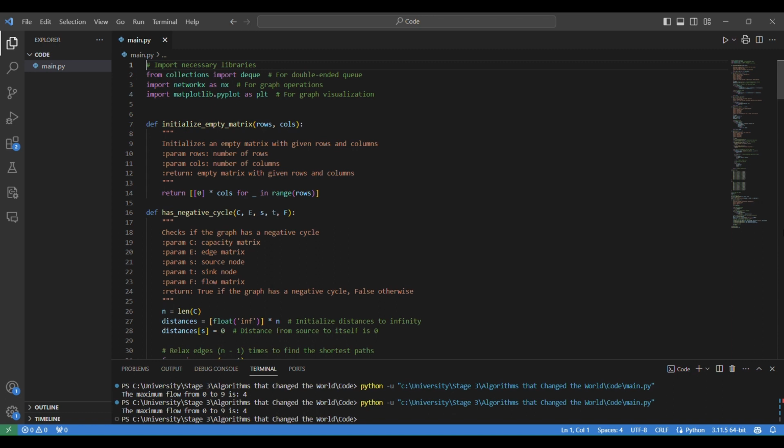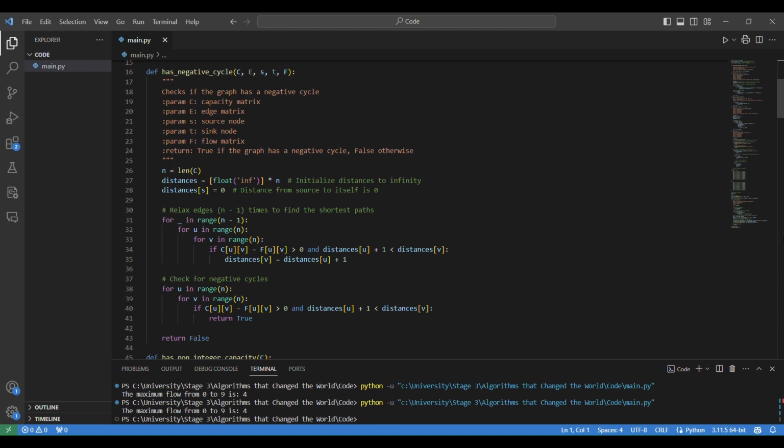This is my Python implementation that demonstrates the design and functionality of the Edmonds-Karp algorithm. On lines 1 to 4, it begins by importing essential libraries. These are deque for double-ended queue operations, networkx for graph manipulations, and matplotlib.pyplot for graph visualization. The initializeEmpty matrix function, defined on line 7, prepares the canvas for the algorithm's execution. This function creates an empty matrix based on the given rows and columns. Its significance lies in initializing the flow matrix F, a key data structure that tracks the flow of resources across the graph. The flow matrix is important for recording the amount of flow on each edge and is crucial in updating the network during the algorithm's execution.